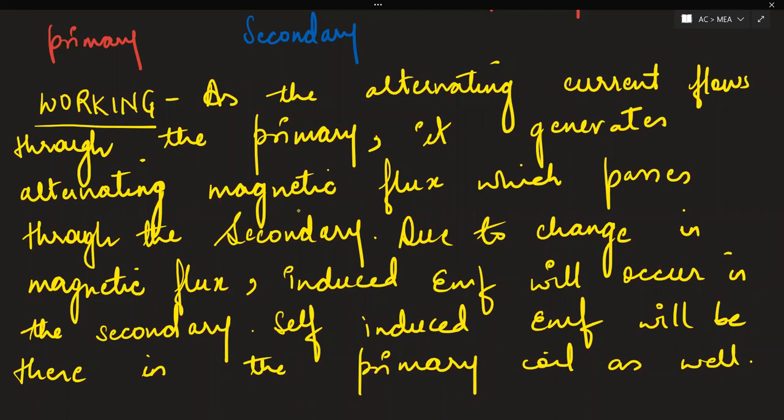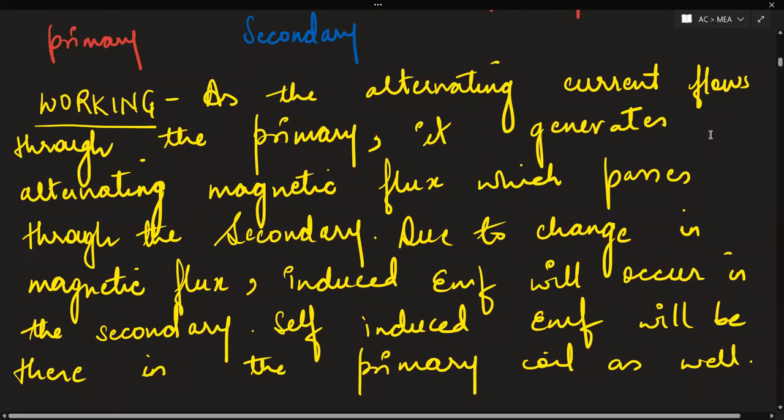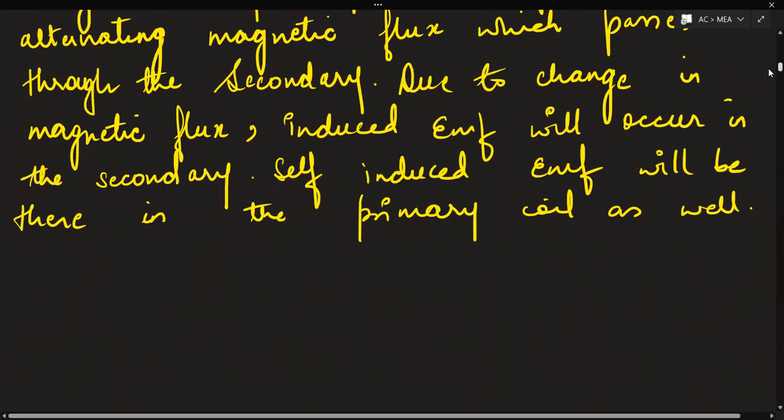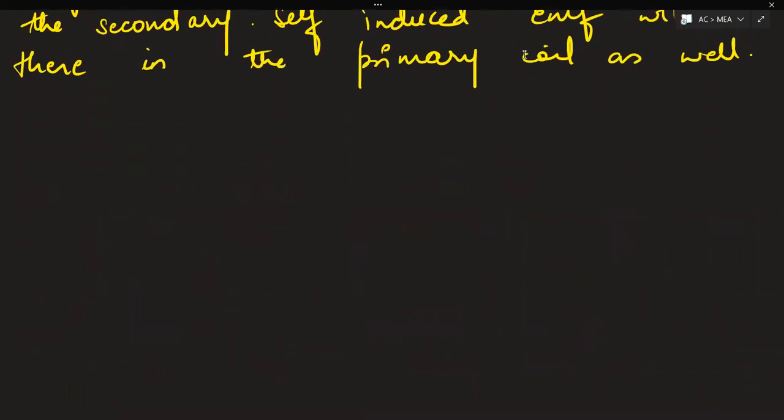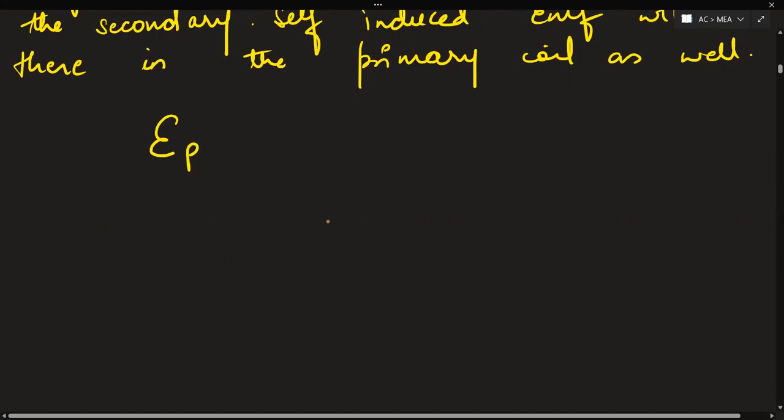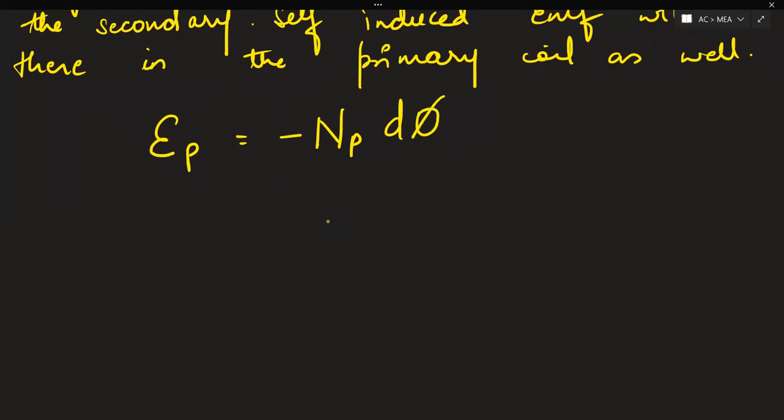Now, flux linked with each turn of the primary will be equal to flux linked with each turn of the secondary. So this is the basic principle. E is equal to minus d phi over dt. We have studied, and from there all these terms are introduced. Now, if I say induced EMF in the primary coil, it will be number of turns of the primary times d phi over dt. This will be the formula of it.